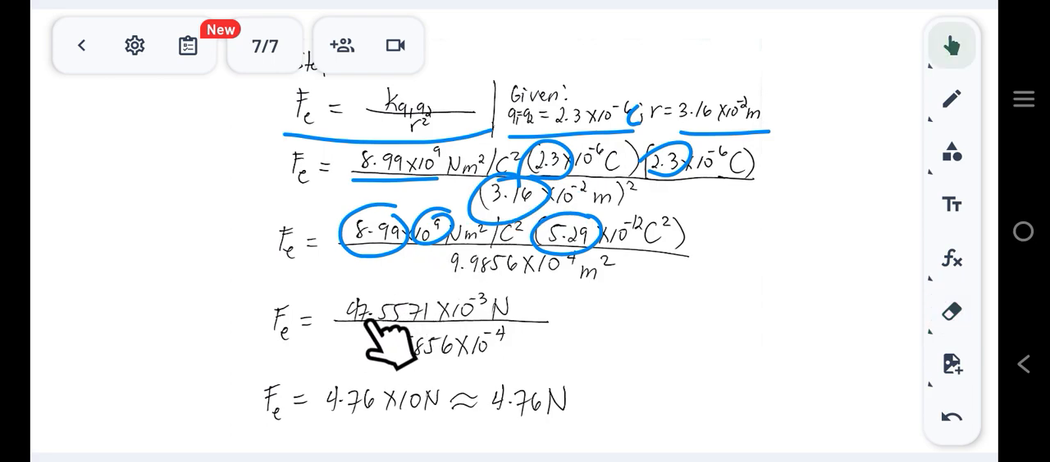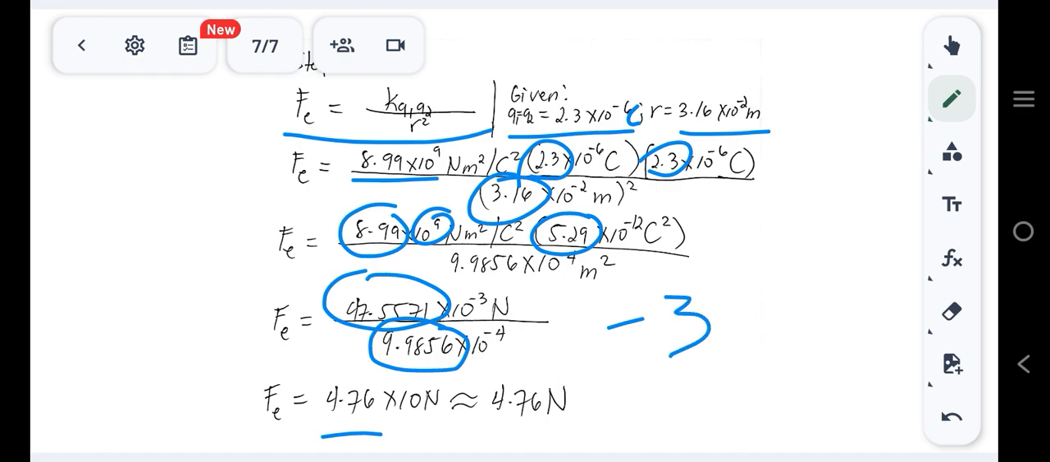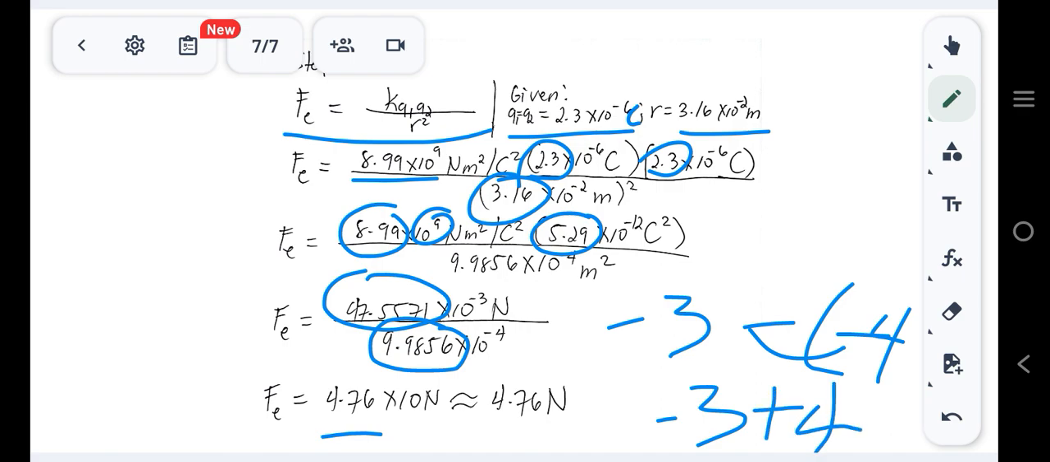So you will have here 47.5571 times 10 raised to negative 3 Newton, and then 9.9856 times 10 raised to negative 4. The next thing that we did is we divide. We divided the coefficient. So 47.5571 divided by 9.9856, that is 4.76. And then negative 3, when you are conducting the division, the exponent should be subtracted. Negative 3 minus negative 4. Since they are like signs, parehas silang negative, that will become positive, and plus 4. Unlike signs, so you have to subtract. And that will become 1.